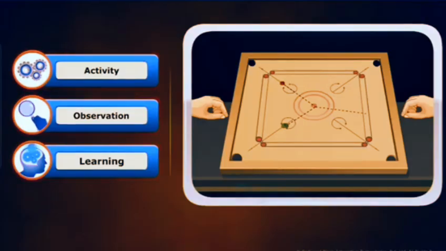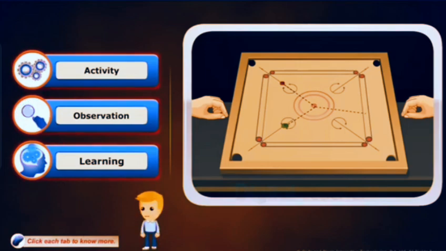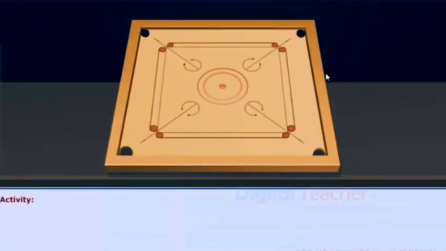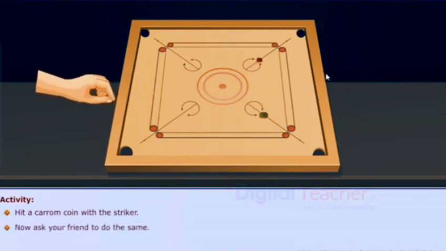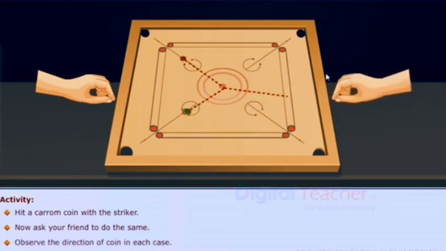Now, let us perform an activity to understand the effects of net force on the direction of a moving object. Click each tab to know more. Hit a carom coin with a striker. Now ask your friend to do the same. Observe the direction of the coin in each case.